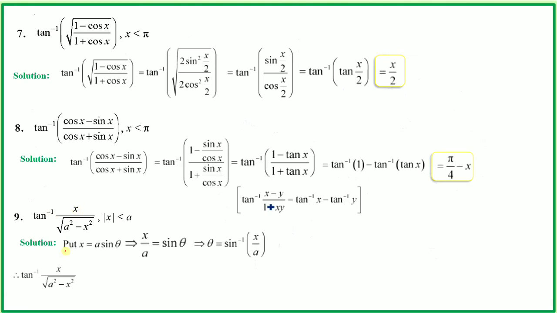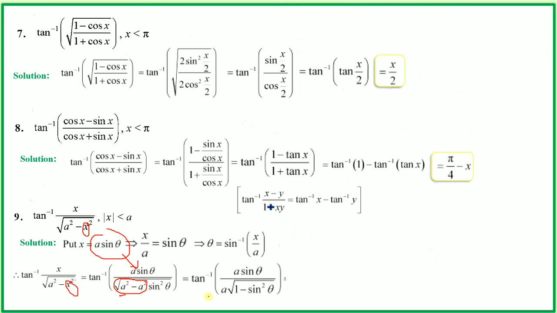Then tan inverse of x upon square root of a square minus x square is nothing but tan inverse. Now x is a sine theta, so we put a sine theta in the numerator, and a square minus a square sine square theta under the root. Now we take this a square common, and its square root comes out as a. So a sine theta stays in the numerator, and this a and this a cancel.